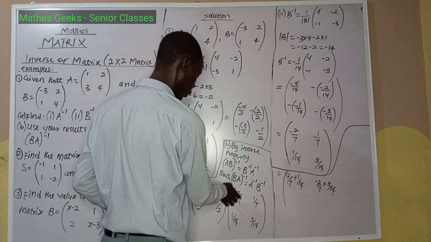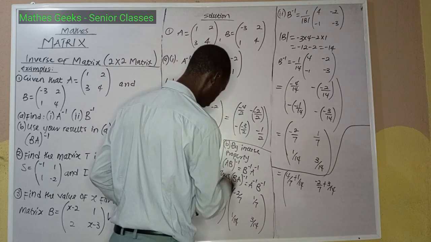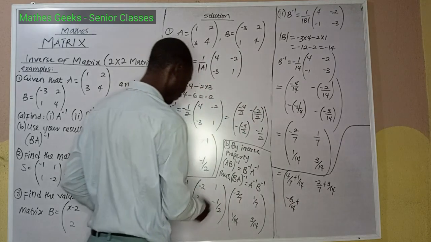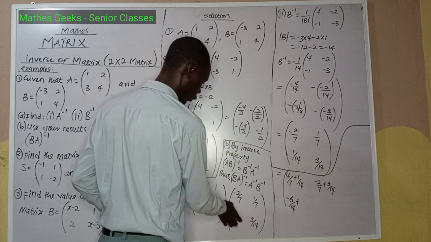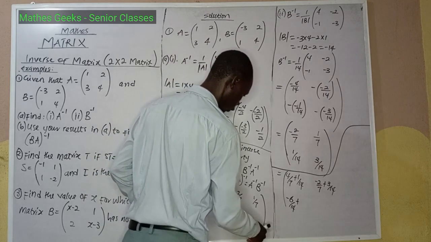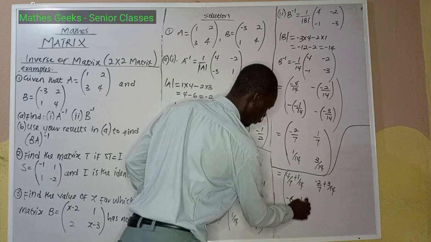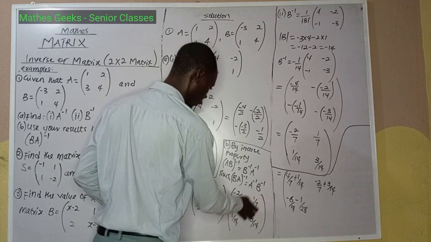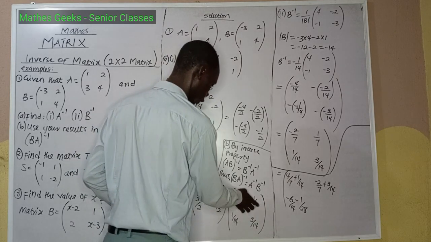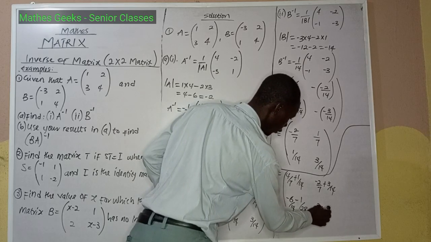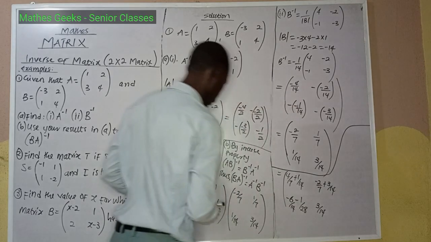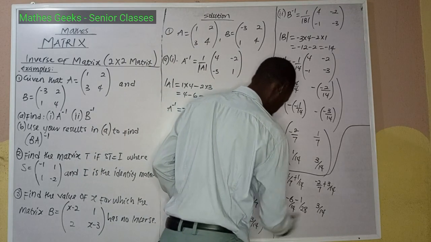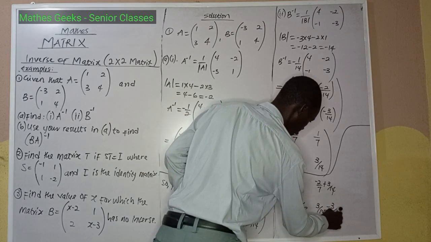3 over 2 times minus 2 over 7 will give us minus 6 over 14, plus minus 1 over 2 times 1 over 14 will give us minus 1 over 28. 3 over 2 times 1 over 7, that's 3 over 14. And minus 1 over 2 times 3 over 14 will give us minus 3 over 28.